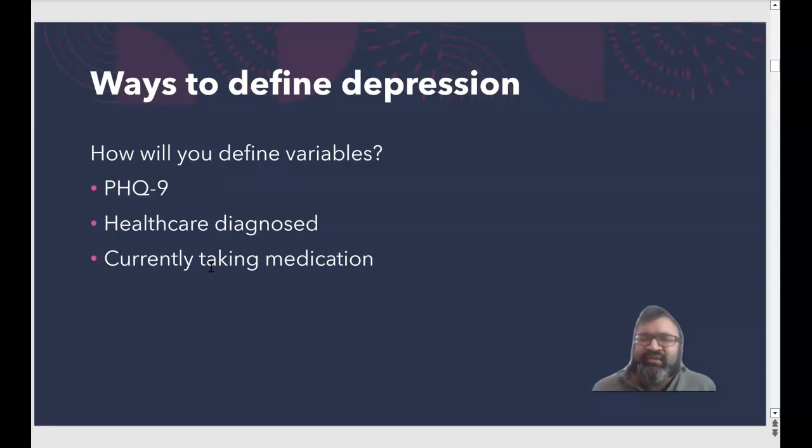So you're trying to look at the history of lung cancer and overall mortality, and you're trying to see if depression has an impact on that. So typically, if this is healthcare diagnosed, you really have no idea if the cancer came first or the depression came first. Maybe the person was already depressed and they developed cancer, and then after that there was increased mortality.